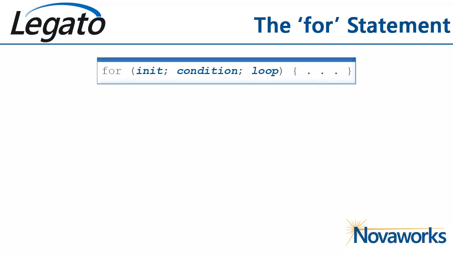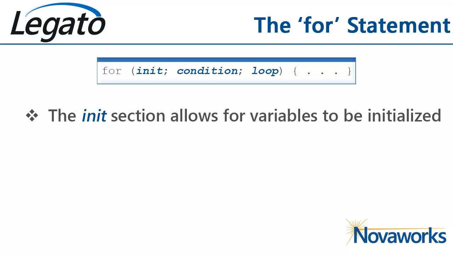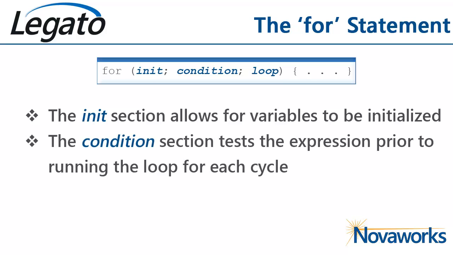So the structure appears as follows. I have the for statement, the initialization, the condition, the loop expression, and then the block of statements to actually execute. The init section allows for variables to be initialized. The condition section tests the expression prior to running for each cycle.